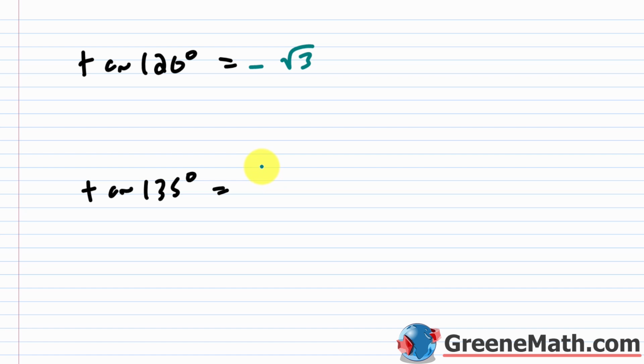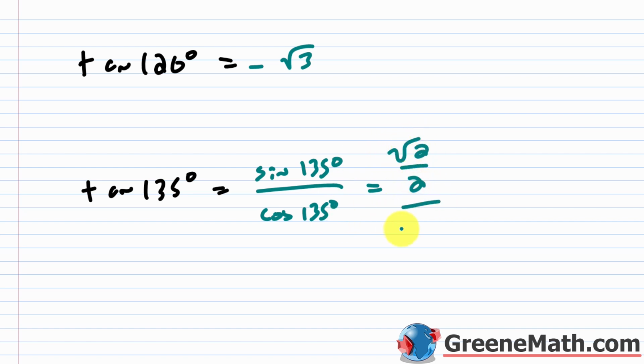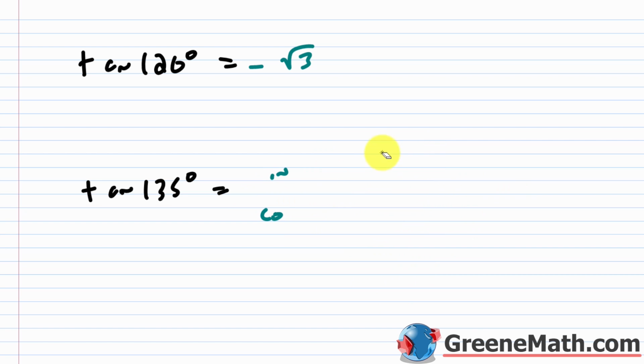So you have to think about this as the sine of 135 degrees over the cosine of 135 degrees, which is square root of 2 over 2. And then for this one down here, it's the negative of the square root of 2 over 2. So this just becomes negative 1. Okay, so the tangent of 135 degrees is going to be negative 1.